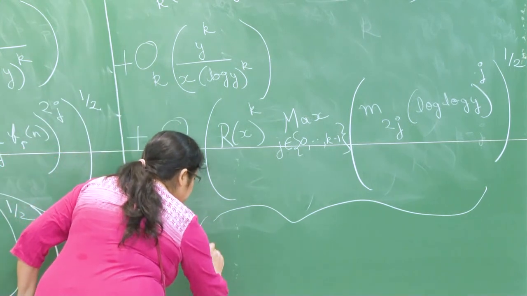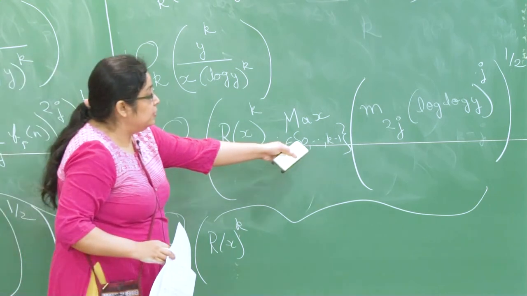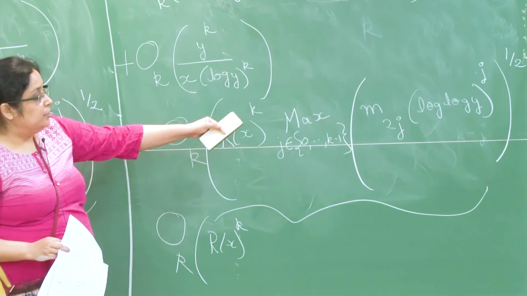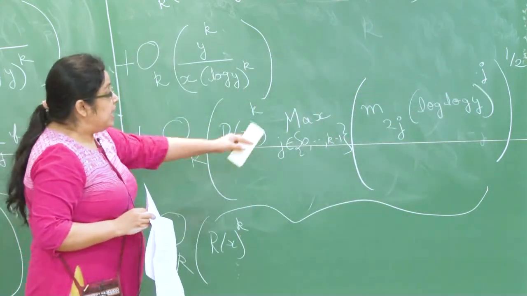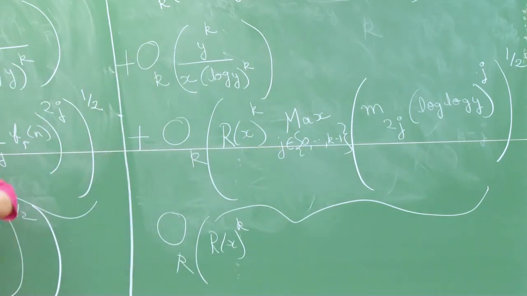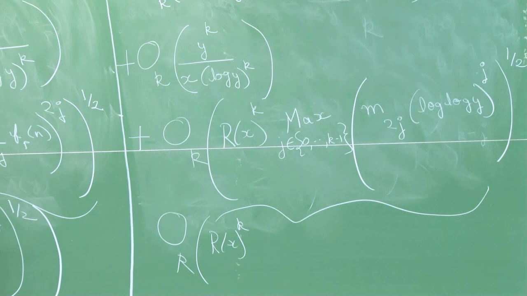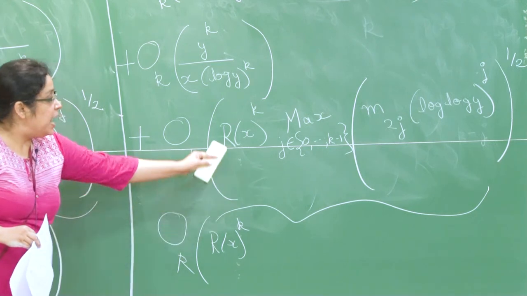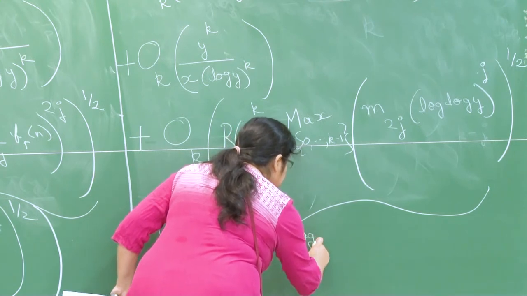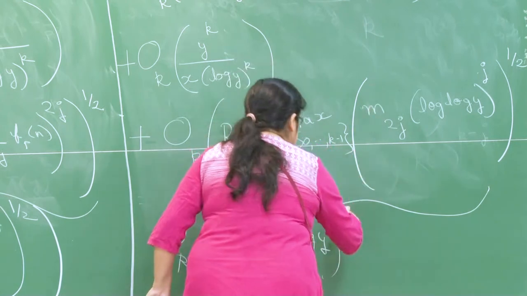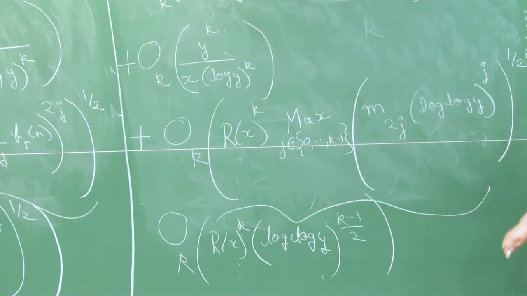So you have r of x raised to the k, times, now j goes as high as k minus 1. So you have log log y raised to the k minus 1 over 2 coming from the half here, times m sub 2j raised to the half. But j is something less than or equal to k, and basically this can be treated as a constant. It can get absorbed into the implied constant. So you have again O sub k of r of x raised to the k times log log y raised to the k minus 1 over 2. That is the maximum possible value that this function can take as j runs from 0 to k minus 1.